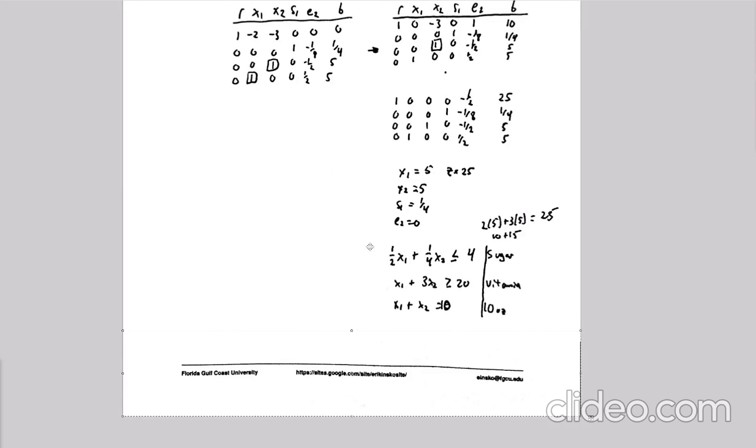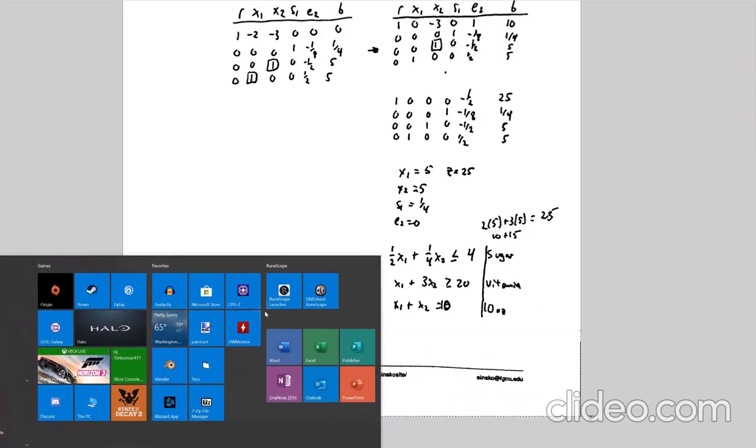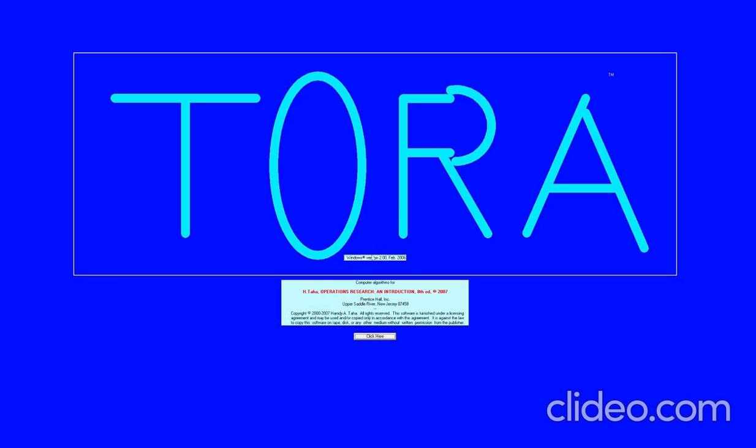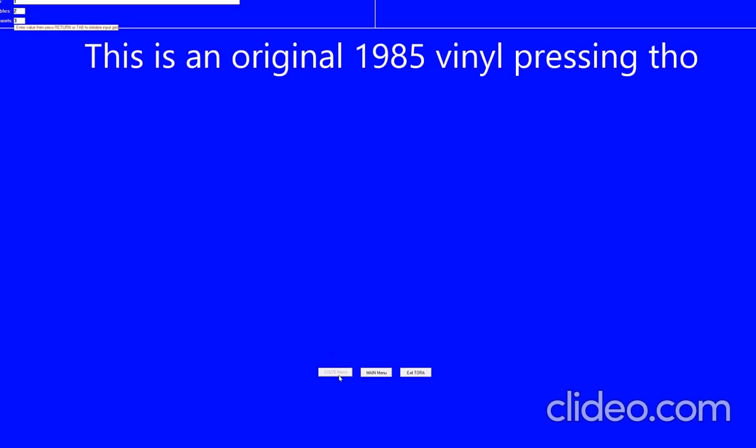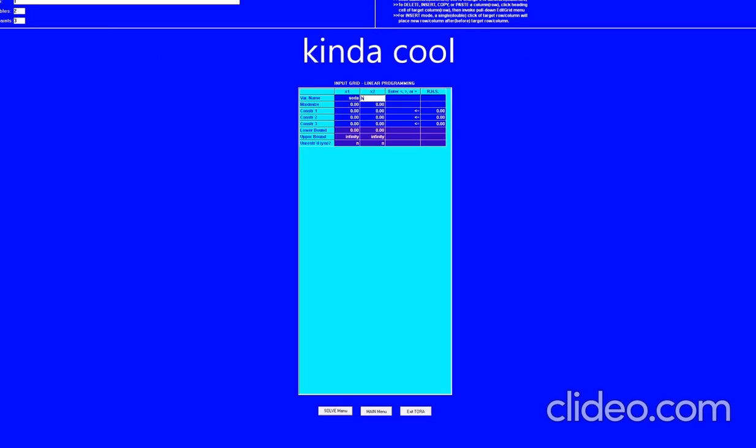And we can go ahead and confirm that in Torah or some other linear programming solver. I know this video is going to be cut, so I'm just going to set it up really quick. I think you can see this. So the objective function is 2x1 plus 3x2. We have the constraint 0.5x1 plus 0.25x2 is less than or equal to 4. We have x1 plus 3x2 greater than or equal to 20. And x1 plus x2 equals 10.